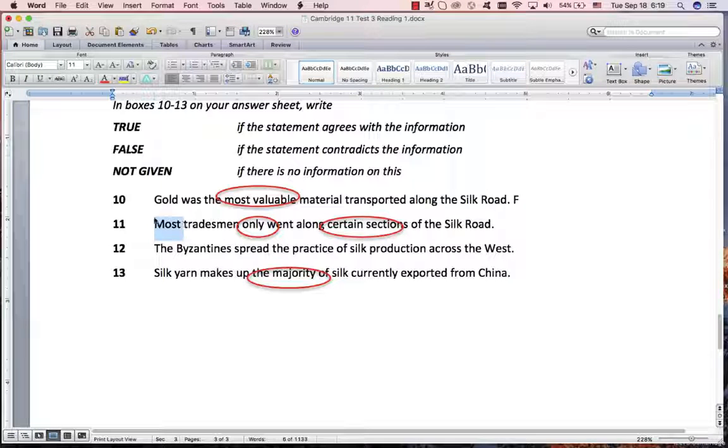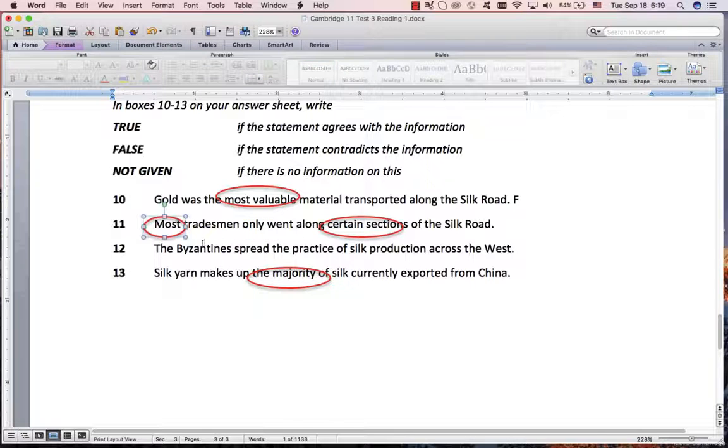Actually, I should have put a circle here as well. I didn't even see that. Most went on certain sections. I'm actually going to put that there. Sorry, that should have been there. Most went along certain sections. So, not many of them went along the whole thing. That means most of them did not go along the whole thing. And that means most of them went along sections, parts of the route, not the whole thing.